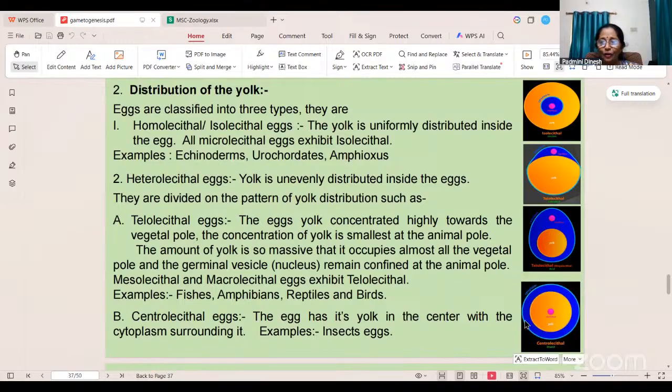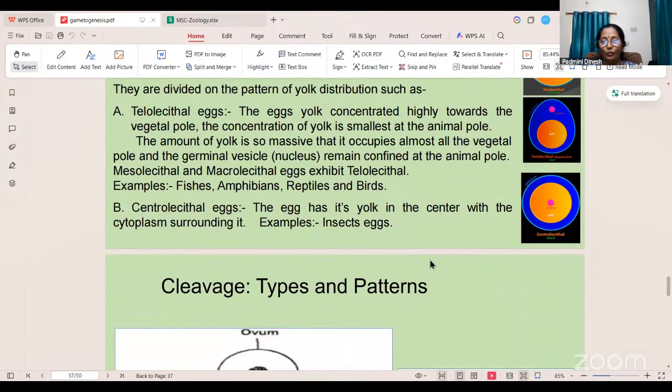And centrolecithal is where the yolk is present in the center. This is different from homolecithal, where the yolk is outside. In centrolecithal, the yolk is in the center, surrounded by the cytoplasm, with the nucleus in the center. Mostly insect eggs have this type. And the other two types of eggs you find in fishes, amphibians, reptiles, and birds. That is the telolecithal over there.